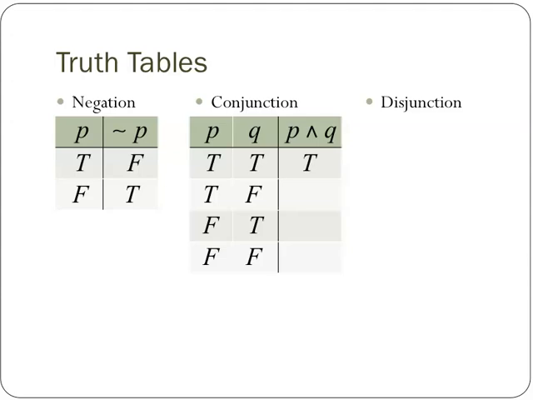Now, even if one of those component statements is false, then your conjunction, P and Q, is also going to be false. So in the second row, P is true, but Q is false, so P and Q is going to be false. All right, same with the third row. P is false, even though Q is true, so P and Q is going to be false. And then for the last one there, they are both false, so P and Q must also be false.